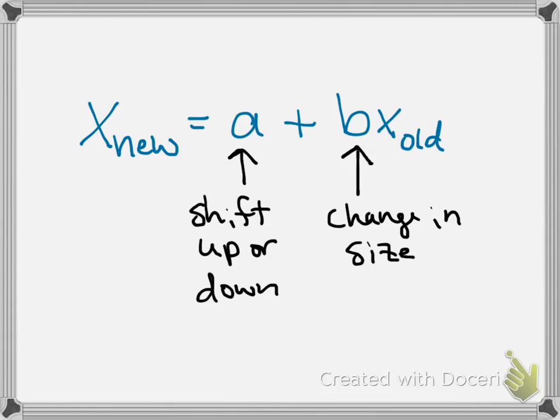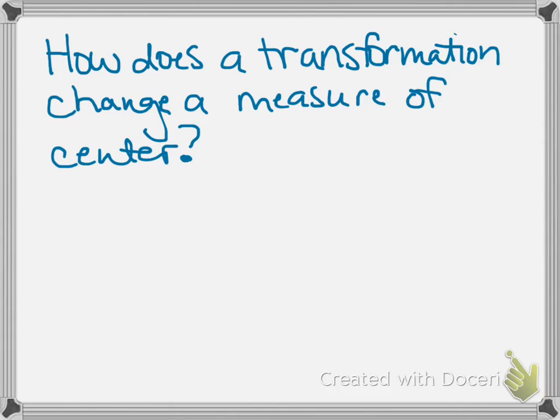So let's say that we're going to go through some sort of transformation. We want to know what exactly that's going to do to our data set. So let's talk about our data in terms of the measures of center, and then we'll talk about it in terms of the measures of spread. Now, first of all, let's just refresh our memories. Measures of center are either our mean or our median.